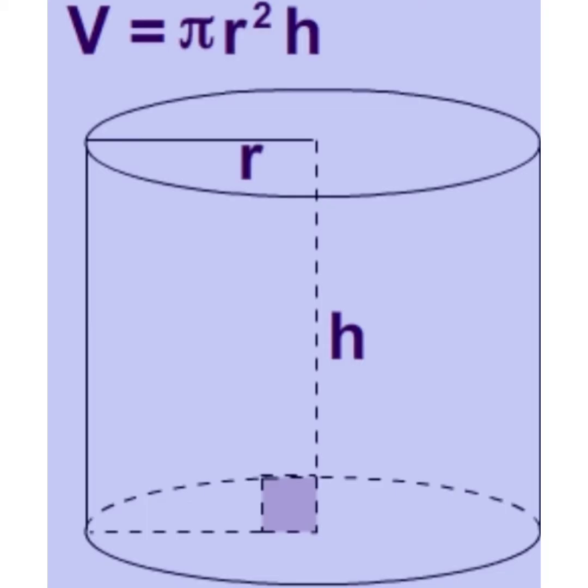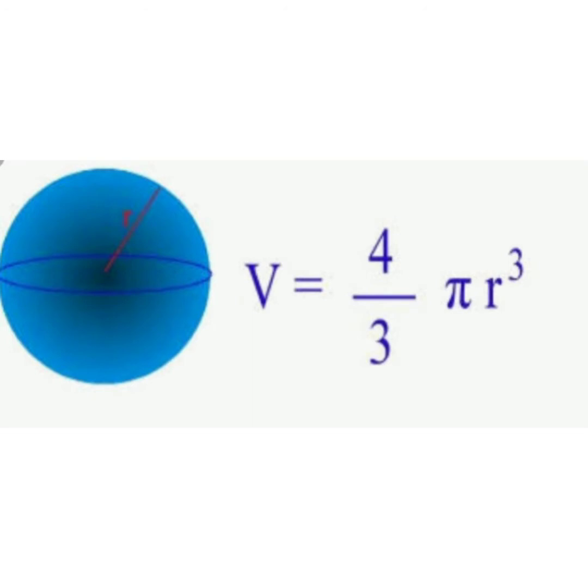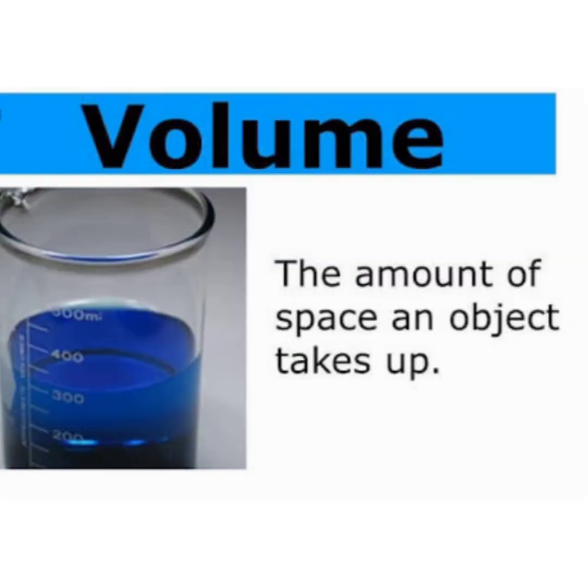The formula for volume of a cylinder is pi r square into h. What is r? r is the radius of the circular base. The formula for volume of a sphere is 4 by 3 pi r cube. What is r? r is the radius of the sphere. What is volume? Volume is the capacity of any solid shape.